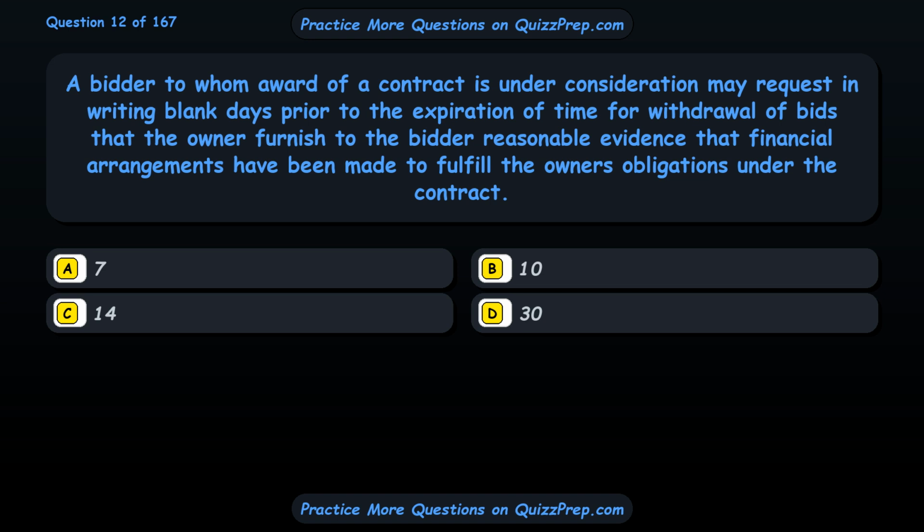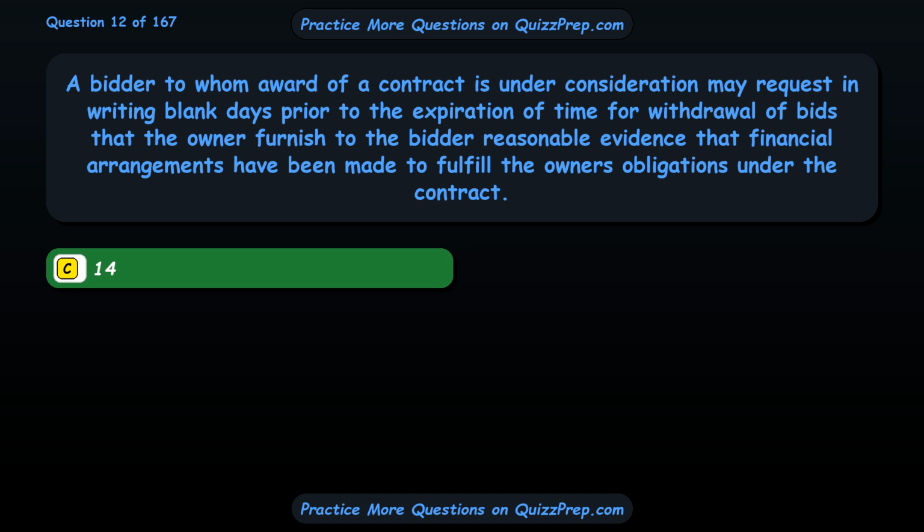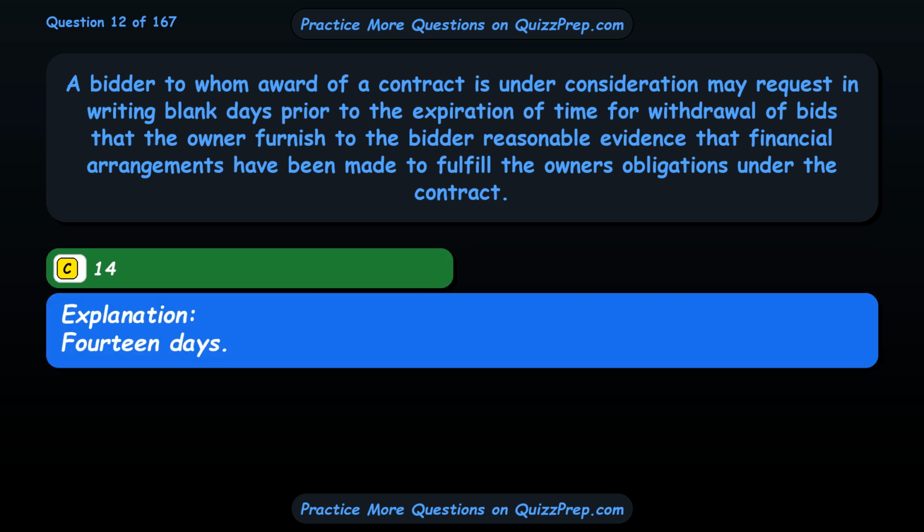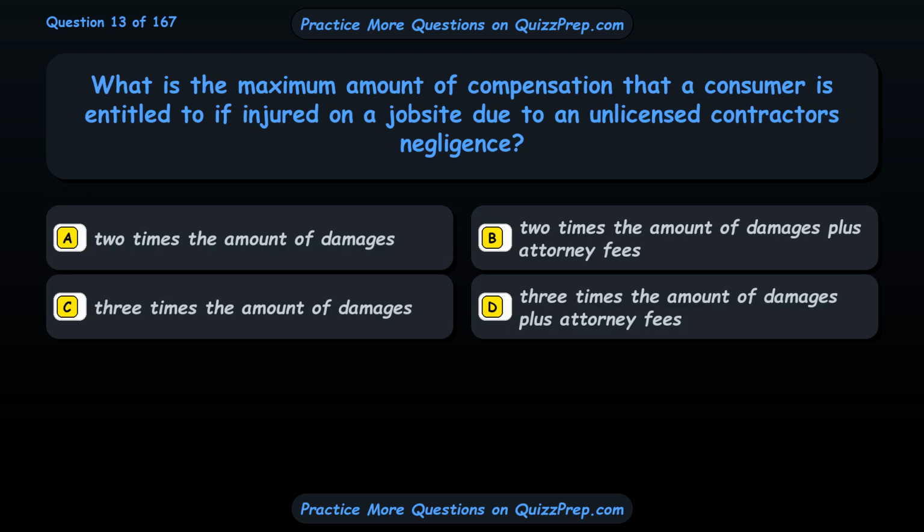Option D, 30. The correct answer is option C, 14. 14 days. Question 13. What is the maximum amount of compensation that a consumer is entitled to if injured on a job site due to an unlicensed contractor's negligence?